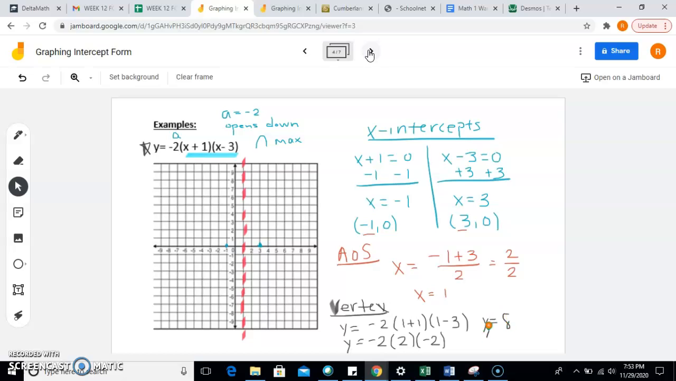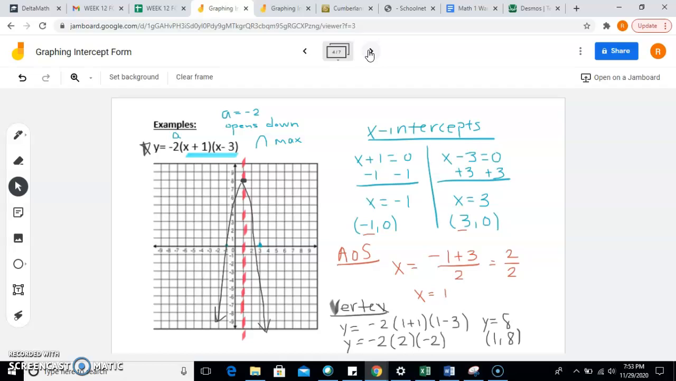So then my vertex is (1, 8). So at (1, 8) would be my vertex. And so then from here I can just connect all my points and there would be my parabola. Oh, not really going through my point, but.